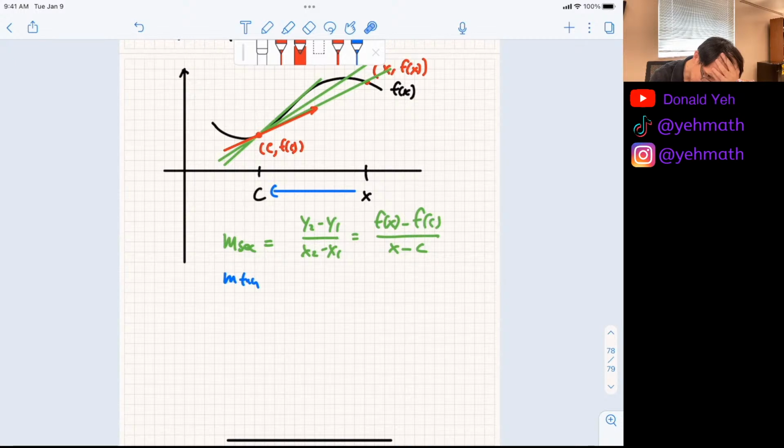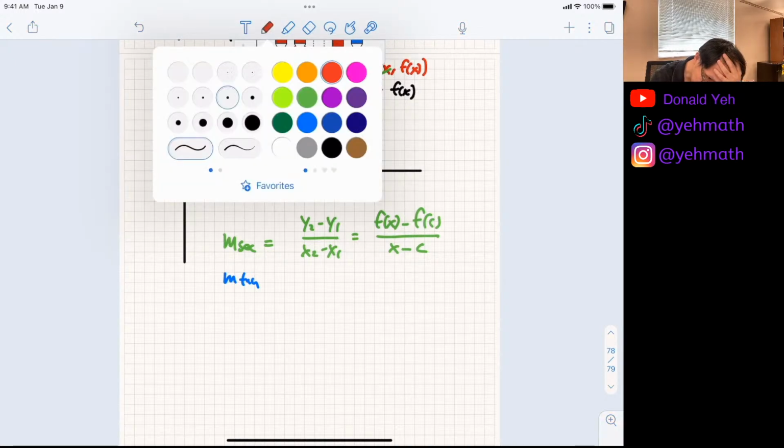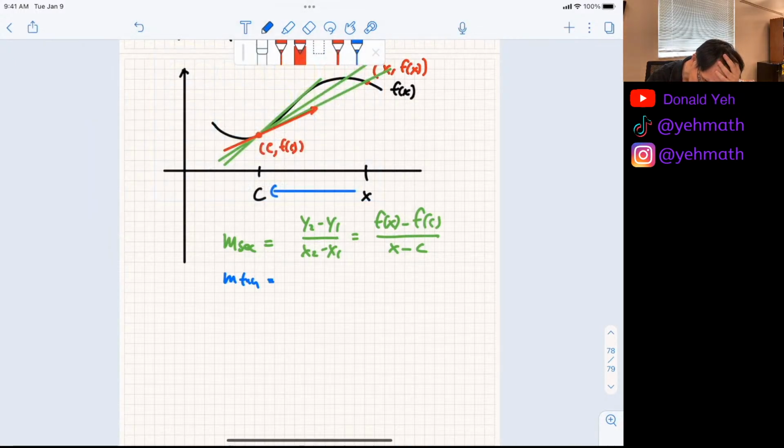So m of tangent is equal to the limit as x goes to c of f of x minus f of c over x minus c. That becomes a new way to find the derivative, and it gives you the evaluation directly, without any hassle.